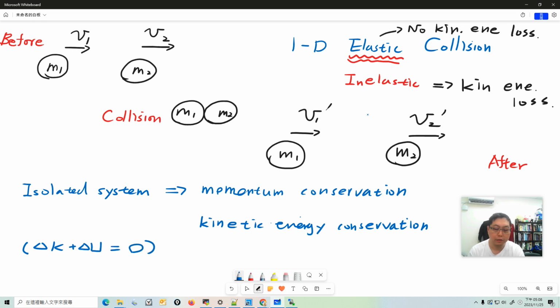But in this 1D elastic collision setup, because everything moves in the horizontal direction, there is no height change. So the gravitational potential energy change is 0, and there is no spring, so no elastic potential energy either. Overall, delta U is 0, so we have delta K equal to 0. Also, since it's an elastic collision, kinetic energy is conserved.